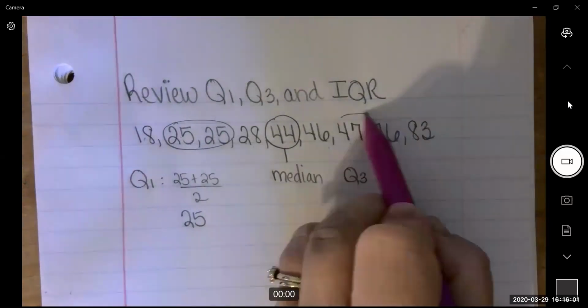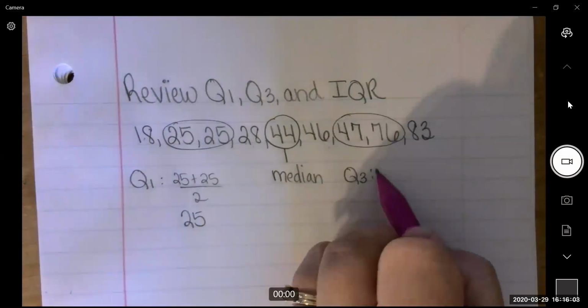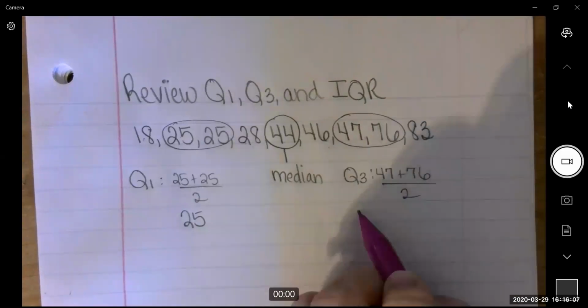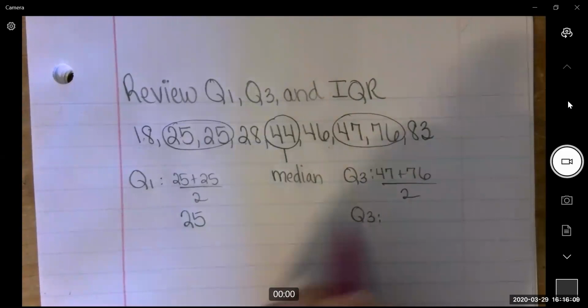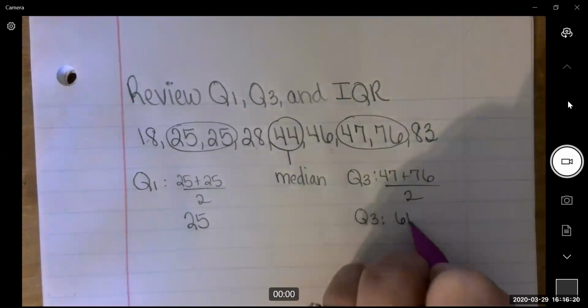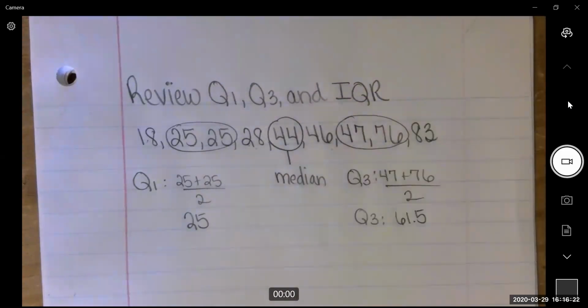All right, I've got 47 plus 76 divided by 2. So when you do that, you got 47 plus 76. That's going to give you 123. Divide that by 2 is 61 and a half, or 61 5/10.